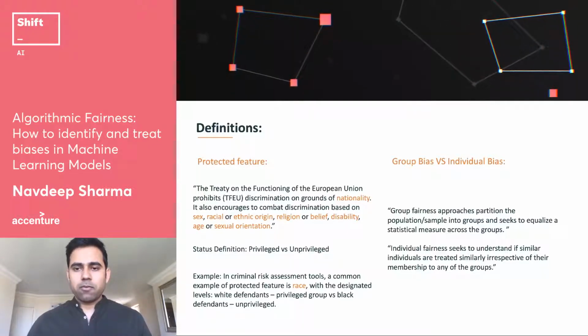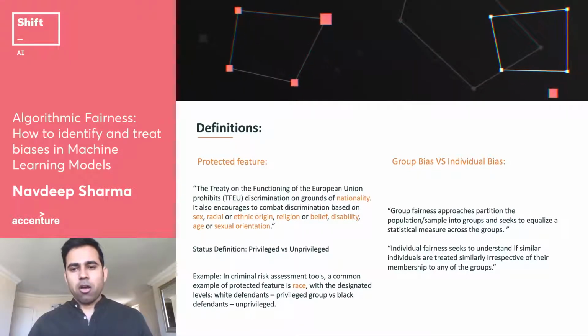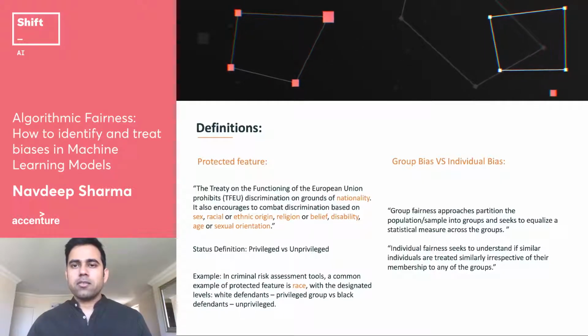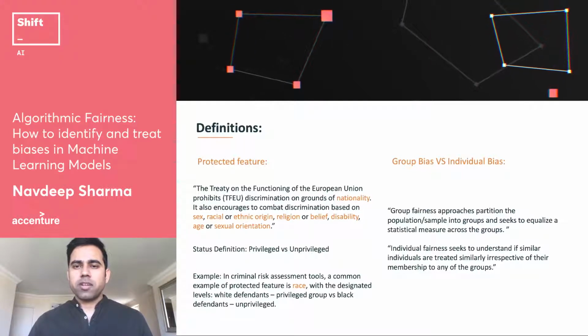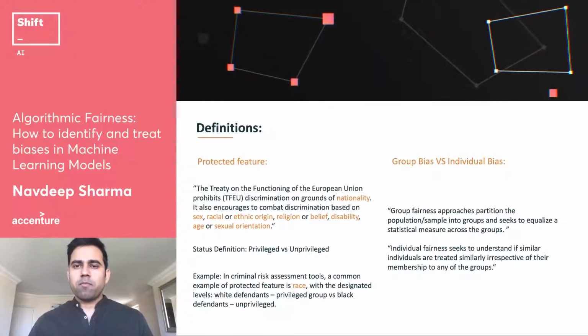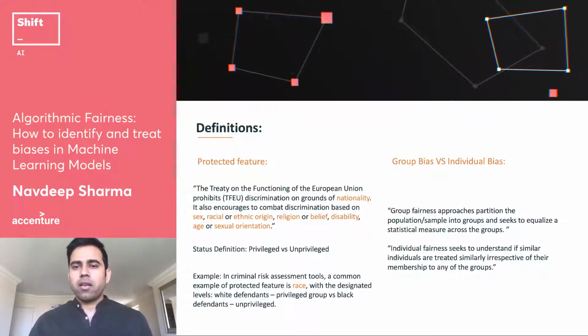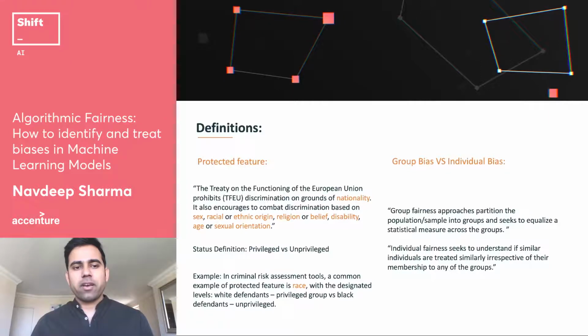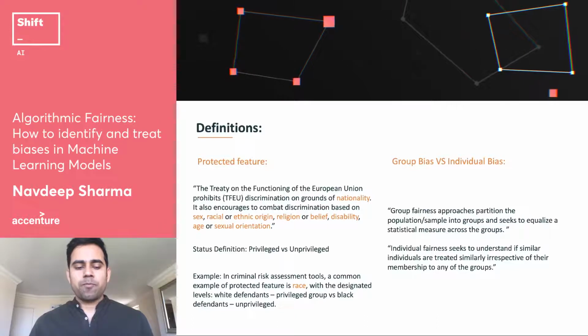The unprivileged group can be regarded as a group of people who qualify for social protection by law or policies. So if we take an example of a criminal risk assessment use case, where race has proven to be a common factor for discrimination, based on this attribute, we can partition the population into white defendants and black defendants, and designate white defendants as a privileged population and black defendants as an unprivileged population. Group fairness approaches partition the sample into groups and seek to equalize a statistical measure across the groups.